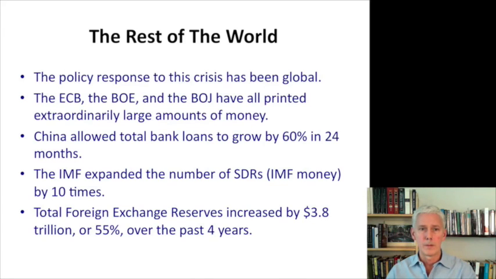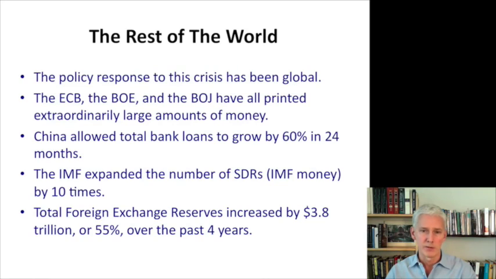So the policy response to this crisis has been global. The European Central Bank, the Bank of England, and the Bank of Japan have all printed extraordinarily large amounts of money. China has allowed total bank loans in China to grow by 60% in the first 24 months after the crisis started.